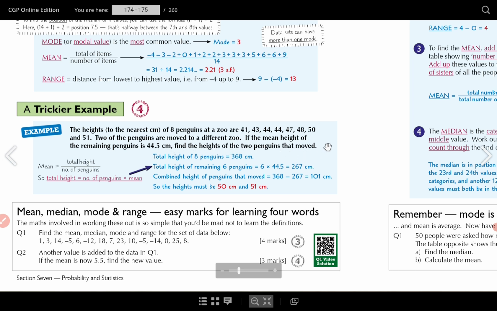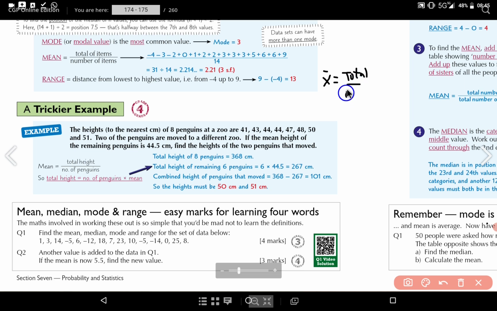So the total height of the 8 penguins, we add this. We know that the mean, which we always represent by x with a bar on top, is the total over the number of items.